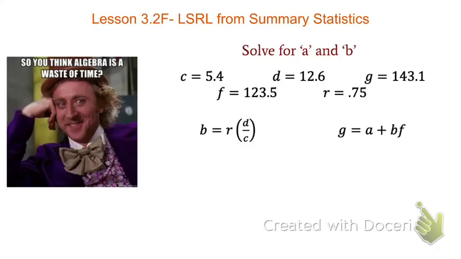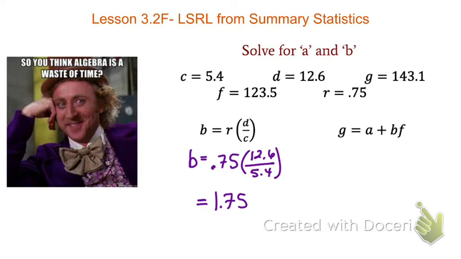Okay, if I just plug in what was given to me, there we go, then I would get B equals 0.75 times 12.6 over 5.4. And that I could just plug in my calculator and get the answer to. So what does B equal? 1.75. Cool. All right, and then over here I've got 143.1 equals A plus B, and then F was 123.5. So that's what I would get if I plug that in.